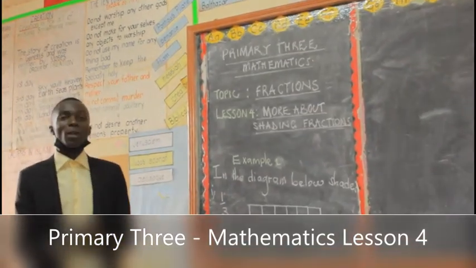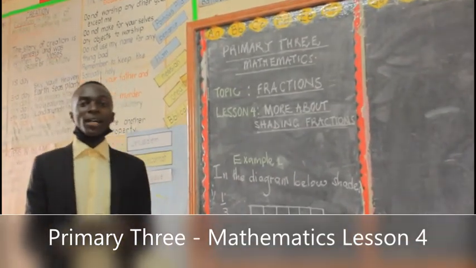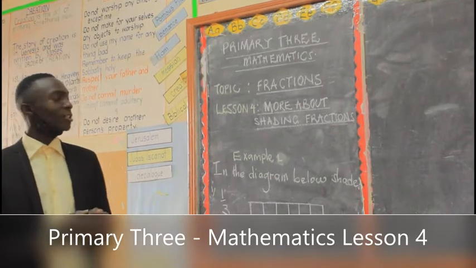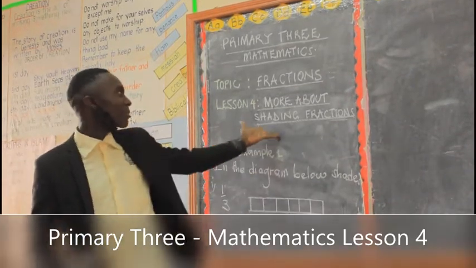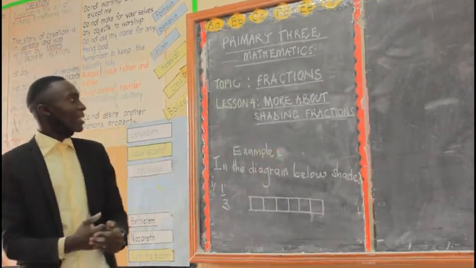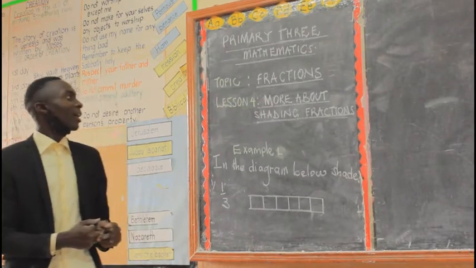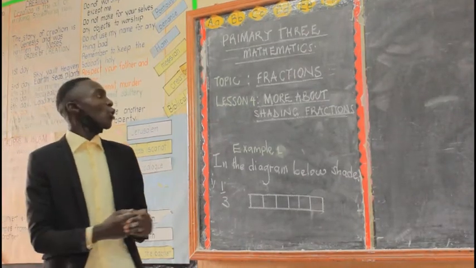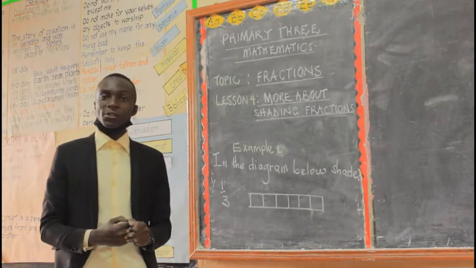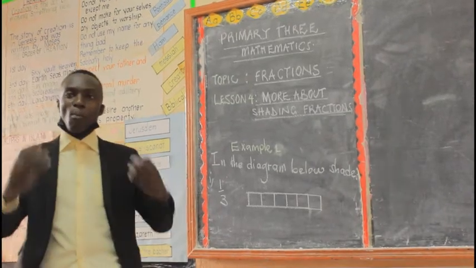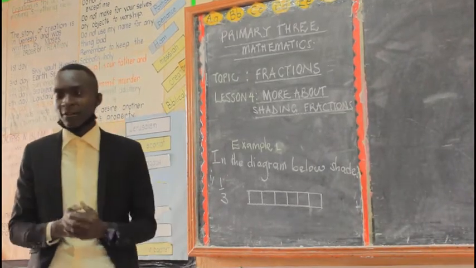We are coming to lesson 4. Remember, last time we looked at lesson 1, 2, and 3. Now we are on lesson 4. The topic is fractions. Lesson 4 is more about shading fractions. Today we are going to look at more ways of shading fractions.